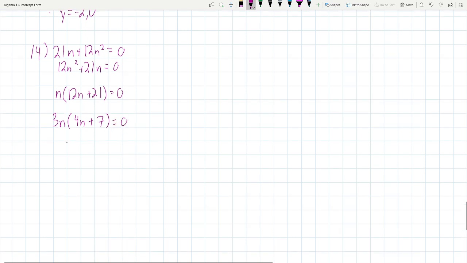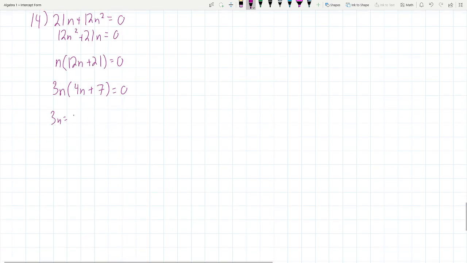That equals 0. So I get 3n equals 0, and 4n plus 7 equals 0. So n equals 0, 4n equals negative 7, n equals negative 7 over 4. So n equals negative 7 over 4, comma 0.